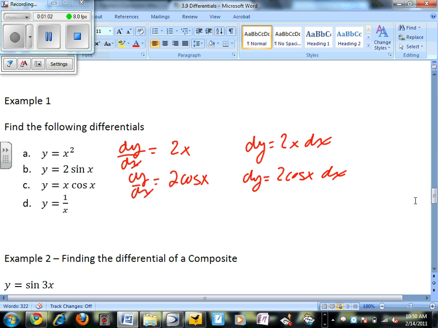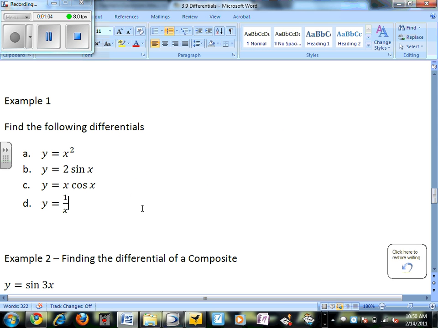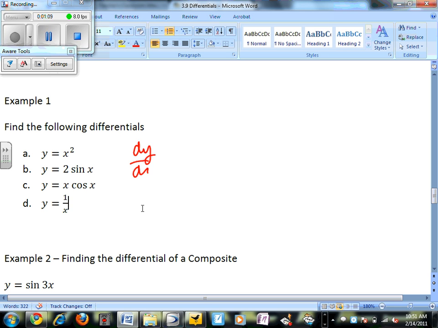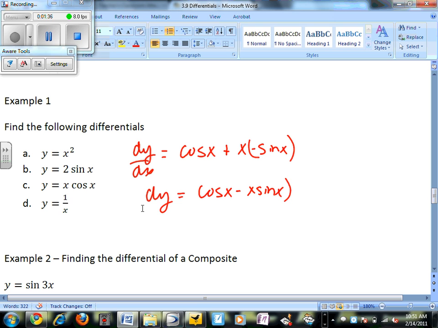All right, for letter C here, x times cosine x, we have to do the product rule. So our derivative is dy dx equal to the derivative of the first one times the second one, just cosine x, plus, leave the first one, times the derivative of the second one, so negative sine x. Okay, so there's our derivative, and our differential then, I'm just going to clean it up and bring my dx over, equals cosine of x minus x sine of x. And all this is going to be times dx then, because we're bringing it over.